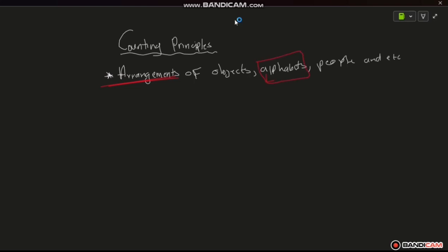For an example, let's say we have alphabets. How many alphabets do we have in total? We have 26 alphabets, right? From A to Z. Now, then they say out of the 26 alphabets, take out the vowels, or how many vowels are found in the alphabets, or how many consonants. But we're going to actually explain all of that stuff. But it's very, very important that when we talk about counting principles, we are talking about the arrangements of objects, of alphabets, of people, and etc.